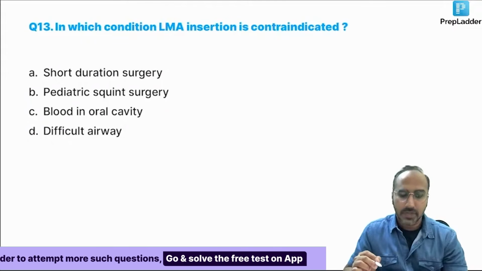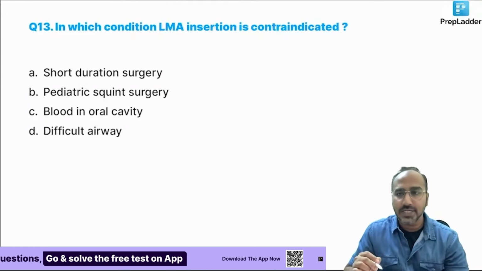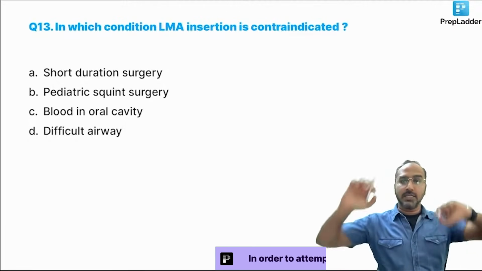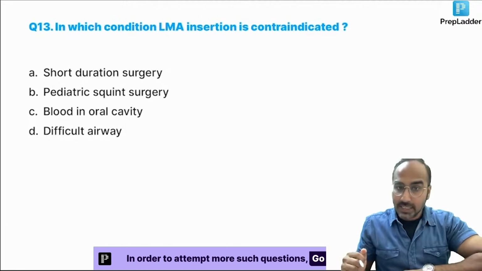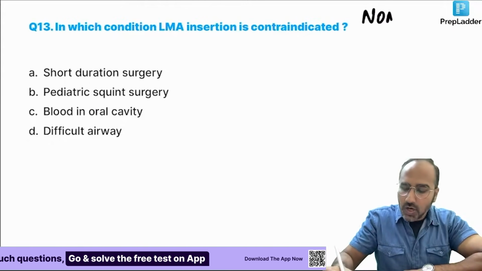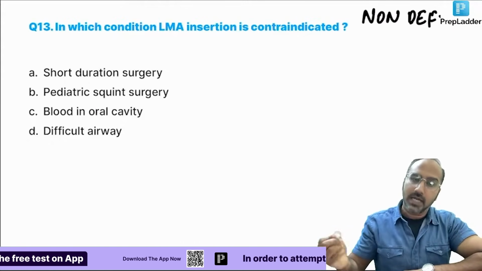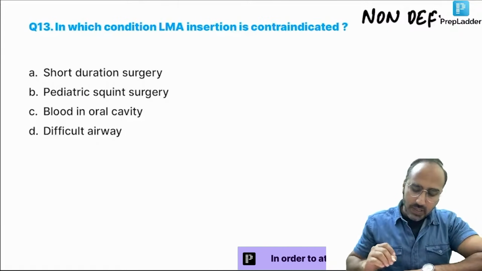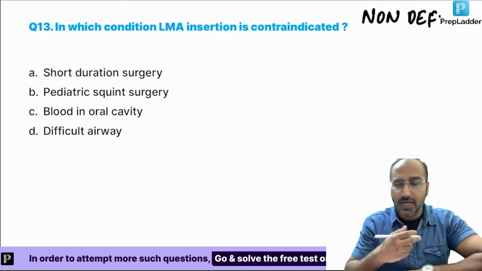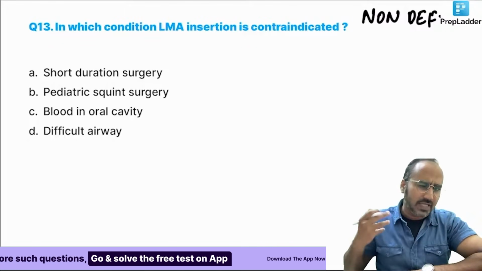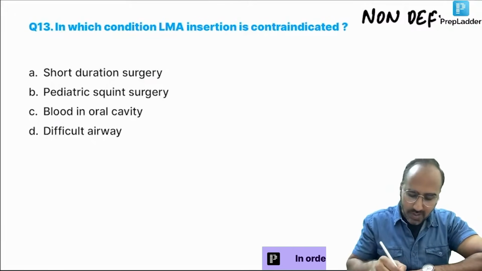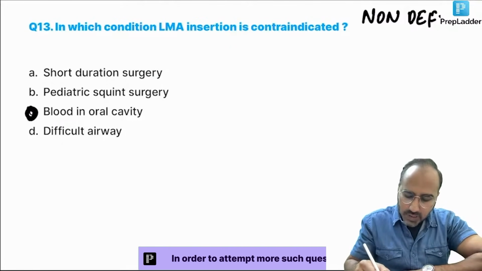Next, in which condition is LMA insertion contraindicated? Come on, guys. LMA is what? Laryngeal mask airway. When we are talking about the laryngeal mask airway, first of all, is it a definitive airway or a non-definitive airway? It's a non-definitive or temporary airway. In which condition is it contraindicated? If there is any blood in the oral cavity or any tumor in the oral cavity, you cannot put the LMA. If there is blood, you are pushing that blood into the trachea as well as the lungs. So blood in the oral cavity. Rest all are the indications.